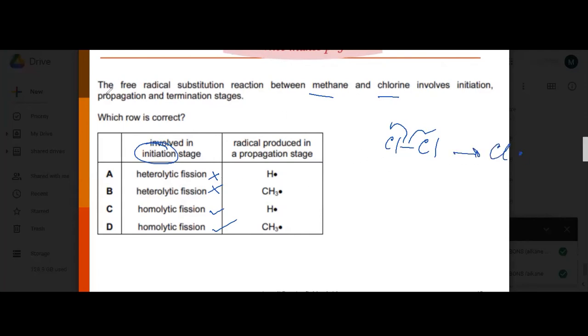Don't forget we have the propagation step: CH4 plus Cl free radical to form CH3 free radical and HCl. So you can see that in the propagation step, CH3 free radical forms. There will be no possibility of an H free radical forming during the initiation or propagation step, since the hydrogen free radical directly combines with Cl free radical to form HCl. So it will not be an H free radical, but CH3 free radical. D is the correct answer.